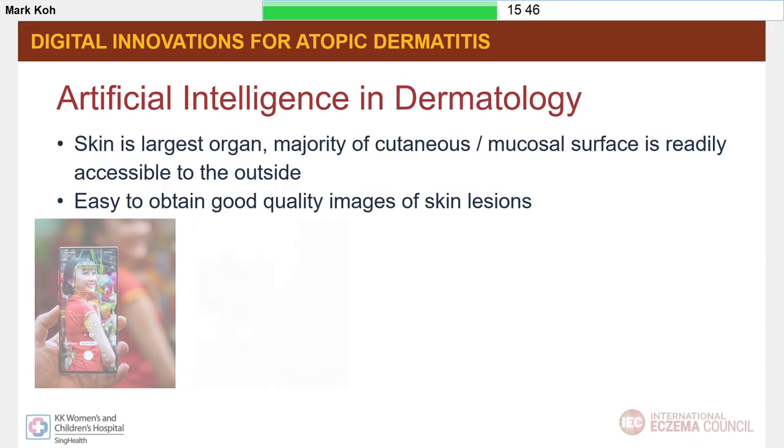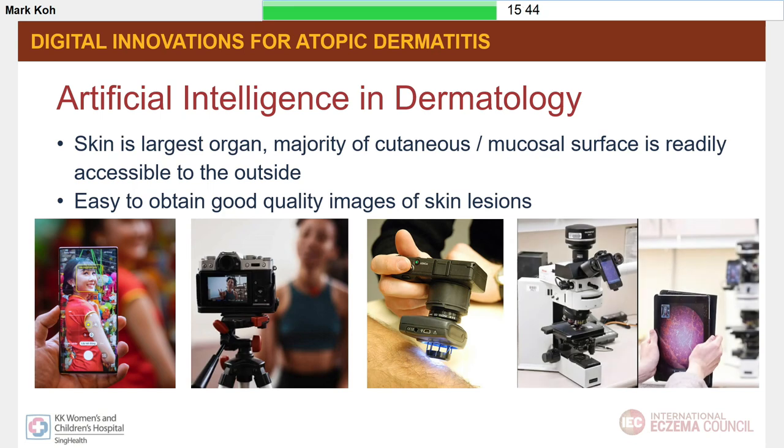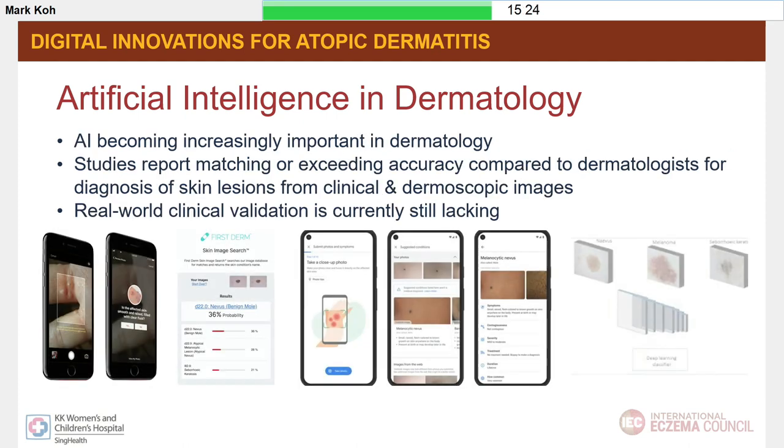And of course, we are developing AI in dermatology, but mostly in the field of skin cancers. And why AI in dermatology? Because we can get very good pictures, whether it's digital cameras or your handphones. You can now take a digital photo of a dermoscopy photo, and with microscopes, we can see microscopy images as well. So all these images are very good for building AI in dermatology.